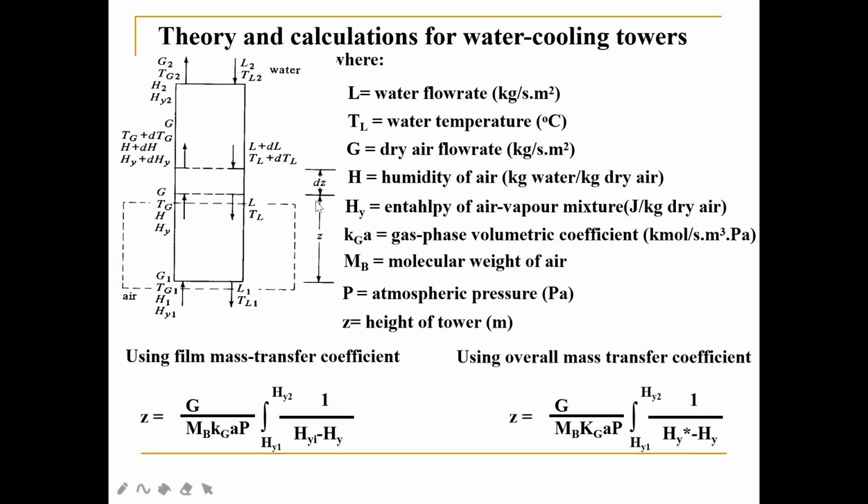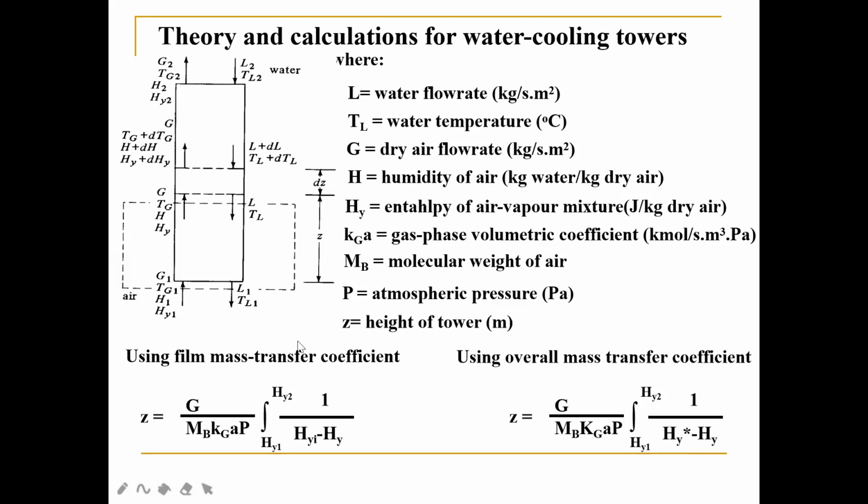You cannot be confused between HY and H. H is the humidity that you read from the chart, which corresponds to the temperature that you want to achieve. HY is the enthalpy of the air and water vapor mixture at those points. If it's here, then it's the enthalpy at this point. If it's HY, it means the particular point that you want to take along the height of the packed tower. All right, so MB is the molecular weight of air. I hope you all know the molecular weight of air. This is general knowledge. P is atmospheric pressure. Z is the height of the tower.